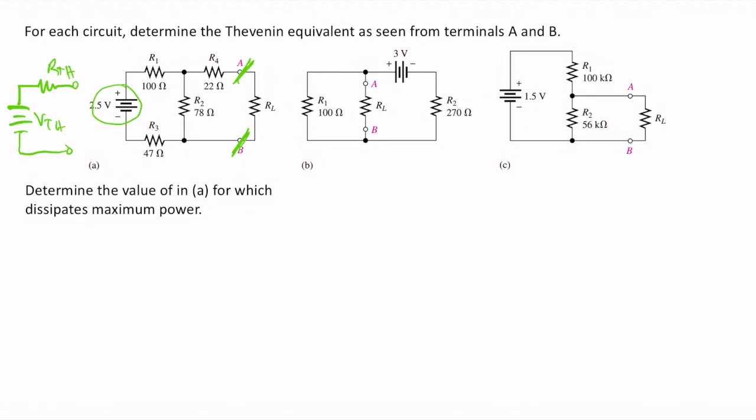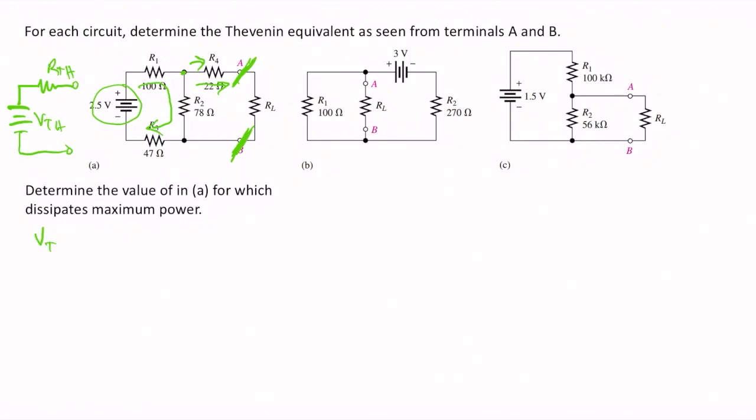So to solve for VTH, keeping A and B open, we see that this is a voltage divider equation. R4 doesn't have a voltage. And why is that? Because if these two are open, then there is no current going through R4. There's no current going from this junction towards R4. So all current is passing through R1, R2, and back to R3. So in this case, we use the voltage divider equation.